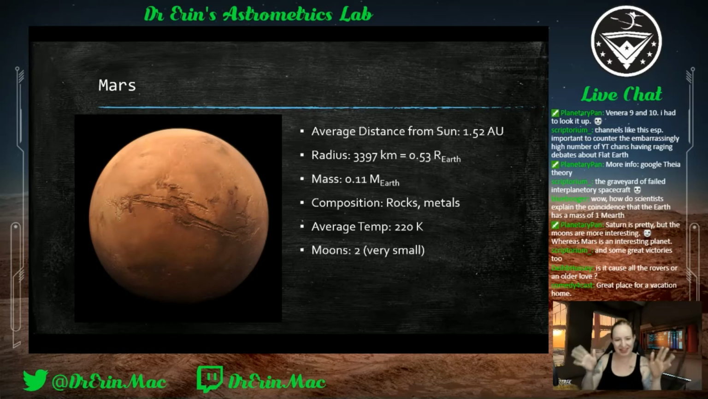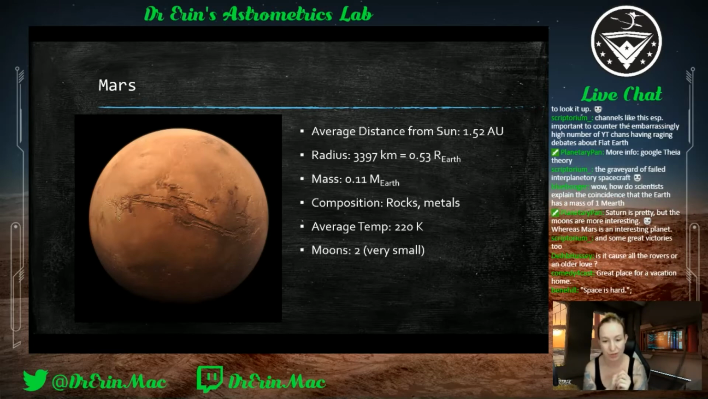But okay, little facts about Mars. So average distance from the sun, I said about 1.5 AU. It's about half the size of Earth, so about half the radius. Its mass is only about 10 or 11 percent, which means that the gravity on there is about a third.